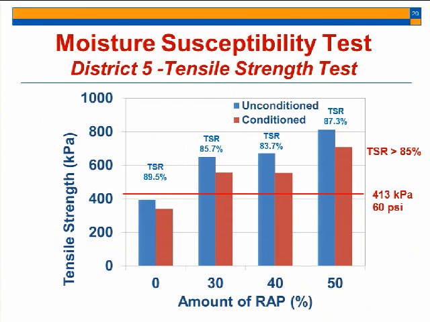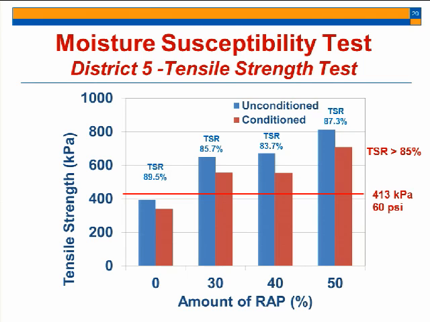For District 5 samples, we also see the same trend, the increase in the tensile strength with the increase in the RAP amount, apart from 40% RAP, which is slightly below the 85% threshold. We got all of the TSR clear.